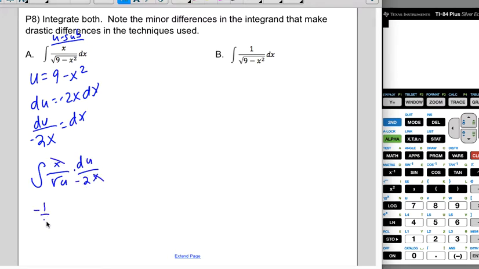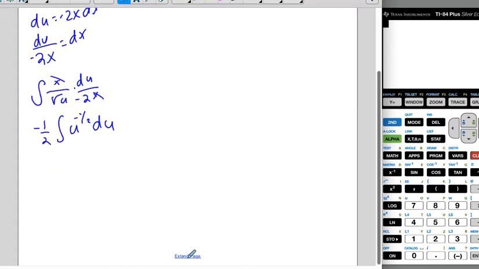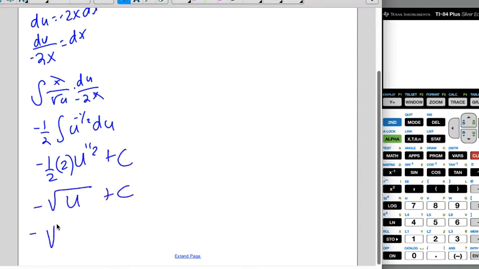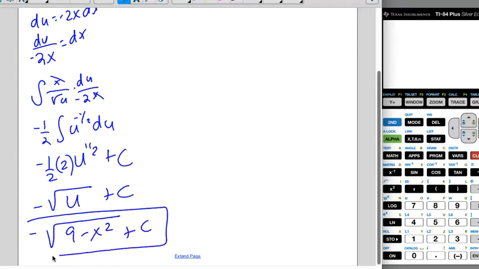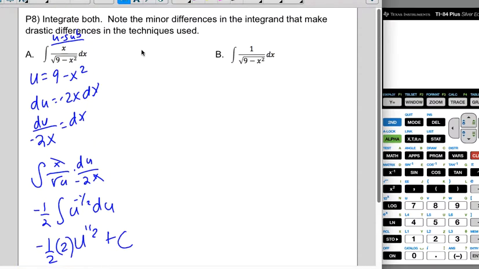I get that this is a negative 1/2 the integral of u to the negative 1/2. So I'm going to up the power by 1, which will be a u to the 1/2, and multiply by 2, because that's the same as dividing by a half, plus c. So this is the negative square root of u plus c. My answer is the negative square root of 9 minus x squared plus c. Or you could leave it as a 1/2 power instead of a square root. I don't care. So that one's u sub, right?